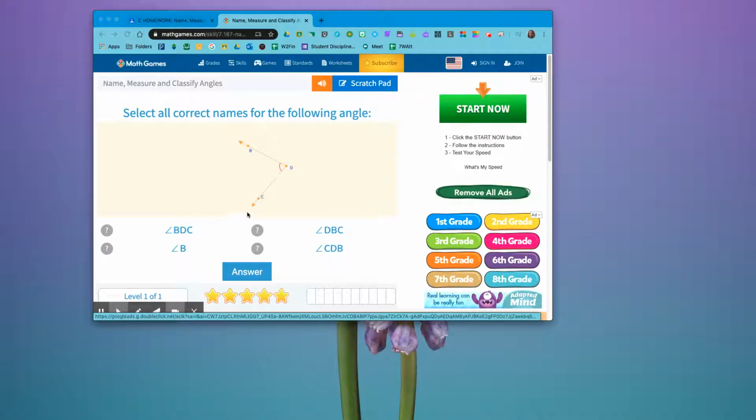Hi, everybody. I know that you guys were working on different kinds of angles, and I want to make sure that you're understanding how to name an angle. So, angles have lots of different kinds of names. You can name them by the points that are on the angle. You can also name them by how big or how small they are in measurement.